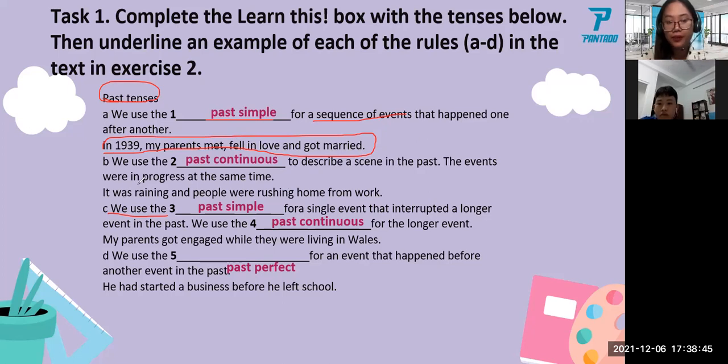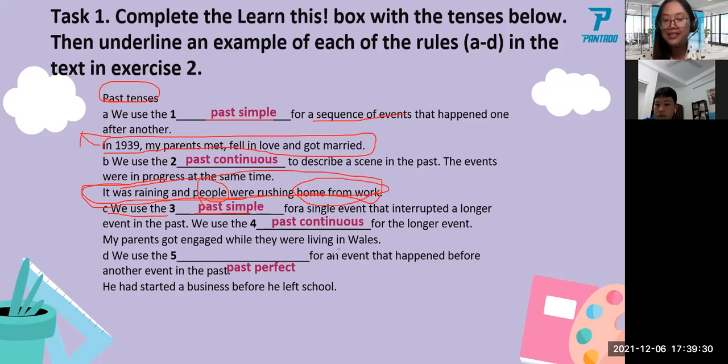Now this is an example of past continuous. This is a past simple, events that happened one after another. Now, it was raining. Was is the subject plus verb ing, past continuous. And people were. People is the subject, were plus verb ing, rushing. Object, home from work. This is an example of past continuous.